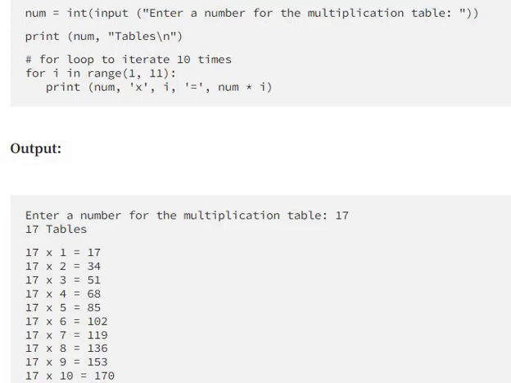So you get the output in table format. 17 multiplied by 1 is equal to 17. That 17 is num, multiplied by 1 is your i, and is equal to 17 is num multiplied by i. When i is 2, 17 multiplied by 2 is equal to 34. You get the output like that up to 10 terms.